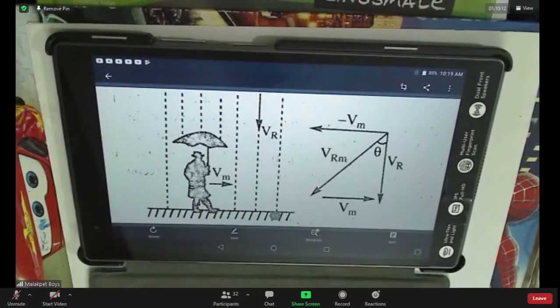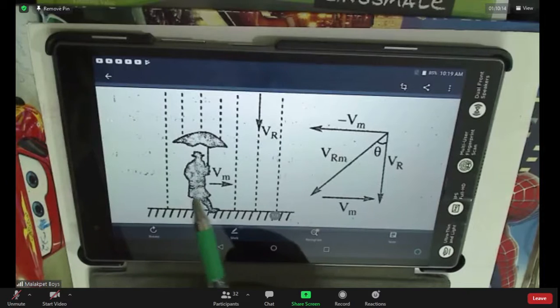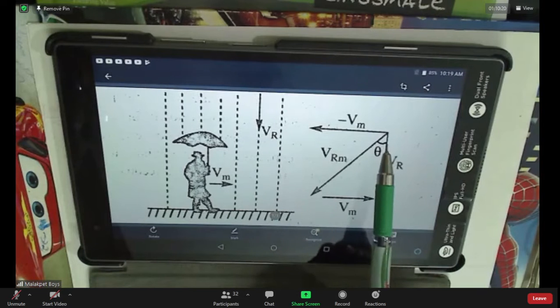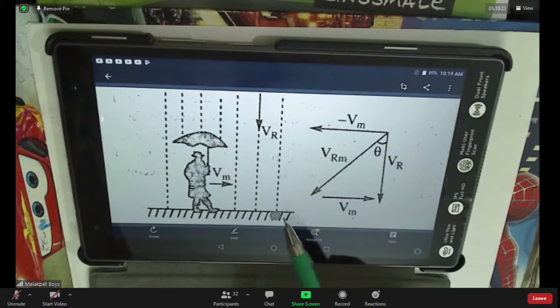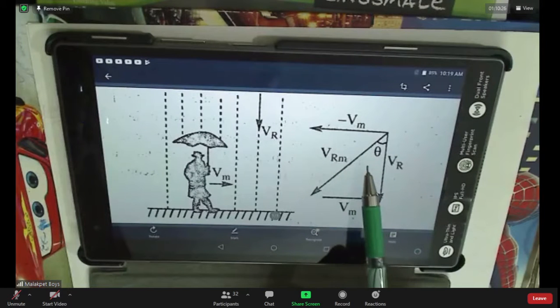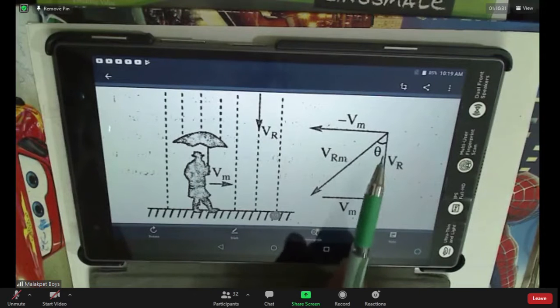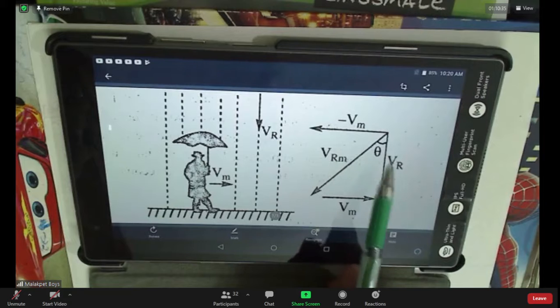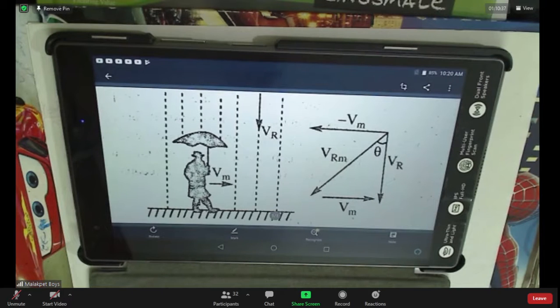I'll just quickly explain. A man goes like this, rain is falling vertically. You have to find velocity of rain with respect to man, which is nothing but velocity of rain minus velocity of man. Understood this? Clear or not? So finally this is the angle he should make with the vertical. This is what we learned.